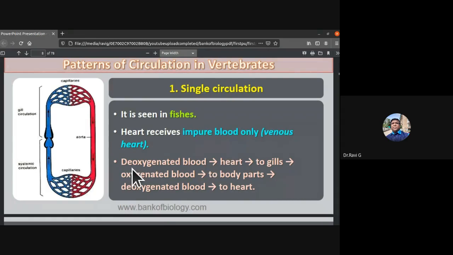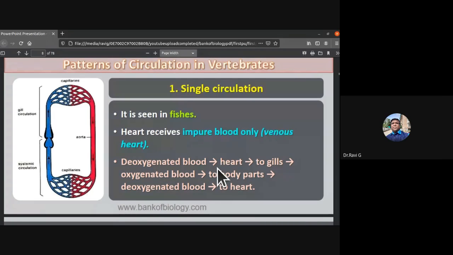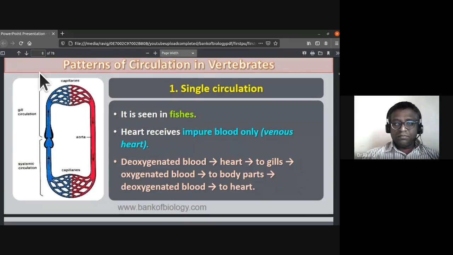So the deoxygenated blood, so we call the single circulation a venous heart. The heart receives only impure blood. The deoxygenated blood reaches the heart, and from the heart this deoxygenated blood is carried to the gills through capillaries.